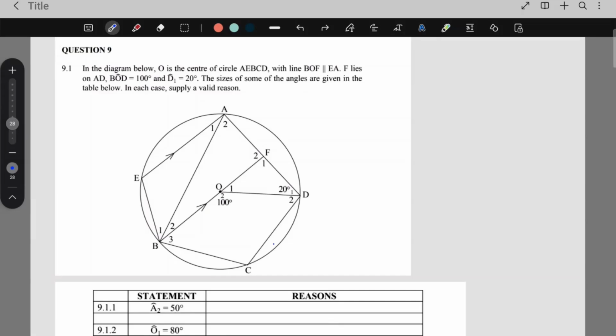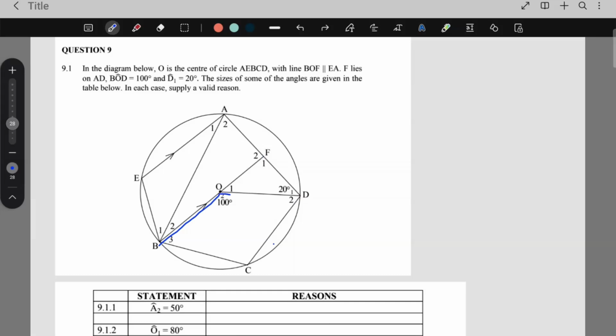Question 9 under Euclidean geometry says, in the diagram below, O is the center of the circle with line BOF. This is not a diameter, because it does not cut the circle in half. That line is parallel to that line, and that's indicated. F lies on the chord AD.